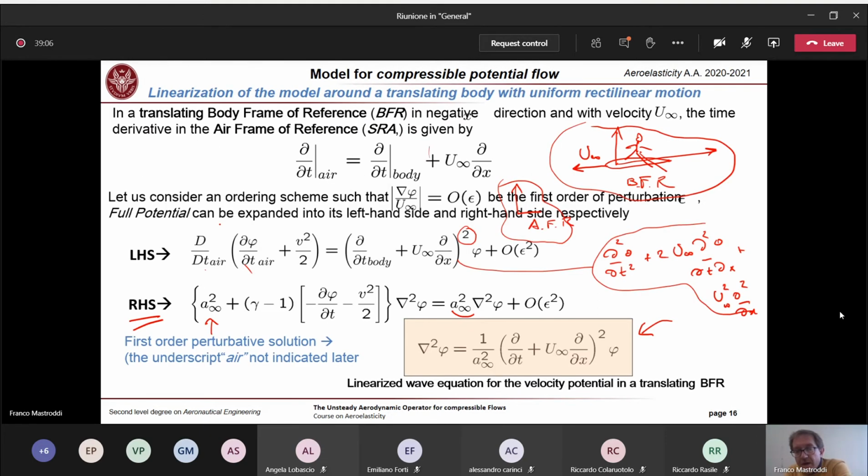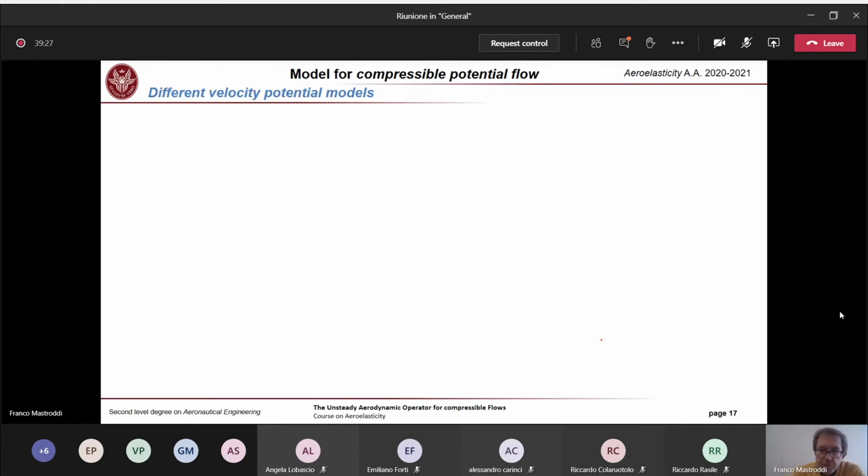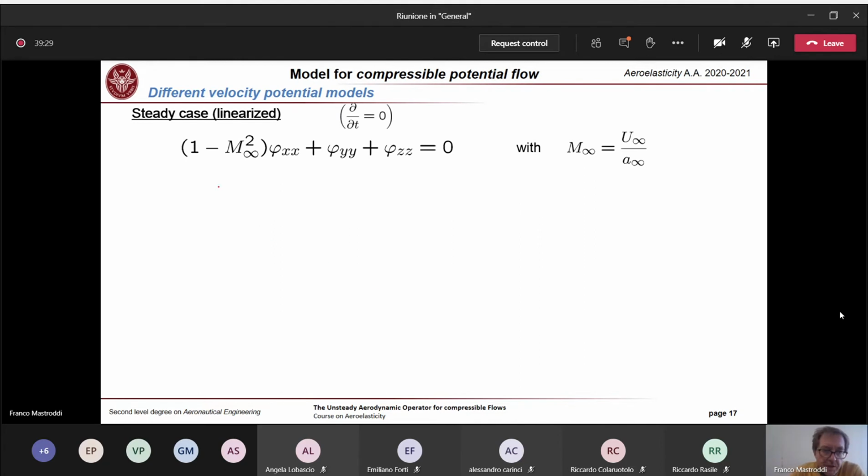because you have to cancel this time derivative in the steady case, but you keep this second derivative by u infinite, okay? 2 times, and so you have a Mach number here, and you have the Laplacian here. So the Laplacian contribution plus the Mach number contribution is a unique contribution like this.